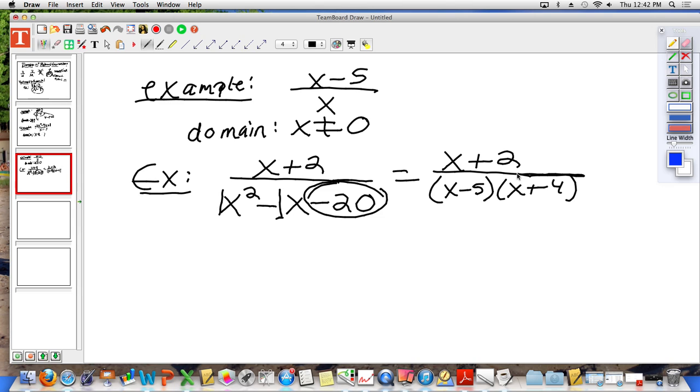So what's my domain? So it would be positive 5 and a negative 4? X cannot be a positive 5. It also cannot be a negative 4. Very good. In other words, I have found the zeros of the bottom. The zeros are what get me 0. Positive 5 gets me 0. Negative 4 gets me 0. You with me?